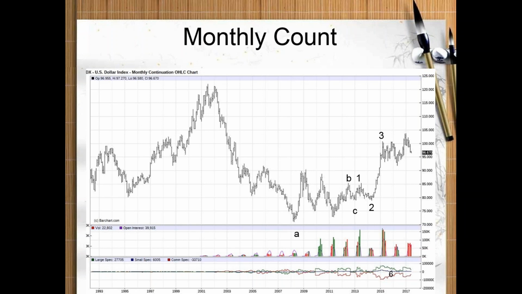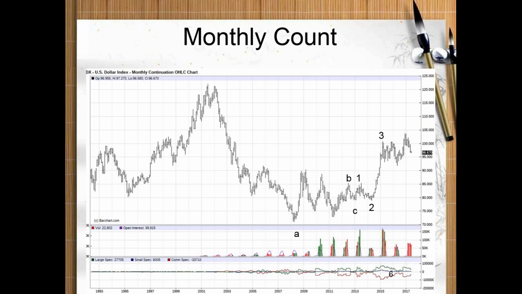So one of my hierarchy of tools, again, is price, time, and thirdly on that hierarchical and analytical ladder might be something like Elliott Wave. On that note, this is a monthly chart of the US dollar index. As you see, it's a continuation going back about 20 years or so.